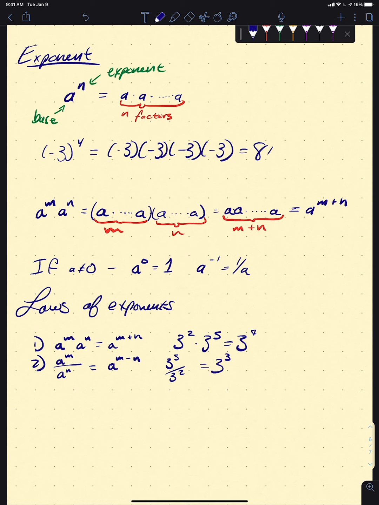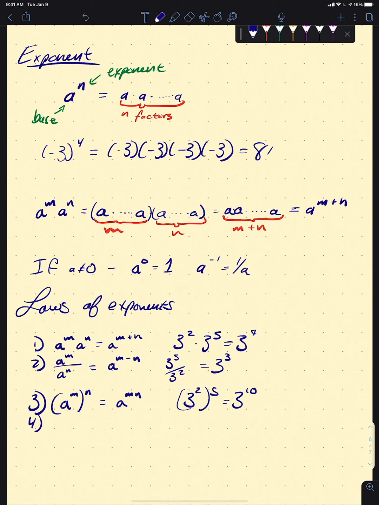Our third fact, and this is one that we will use a lot: say we have a to the m, and then we raise that to the n. Well, that is the same as doing a to the mn, right? When we raise to a power and then raise to a power, we multiply. Which is the same as saying 3 squared, as an example, to the 5th is equal to 3 to the 10, right? 3 to the 2 times 5.